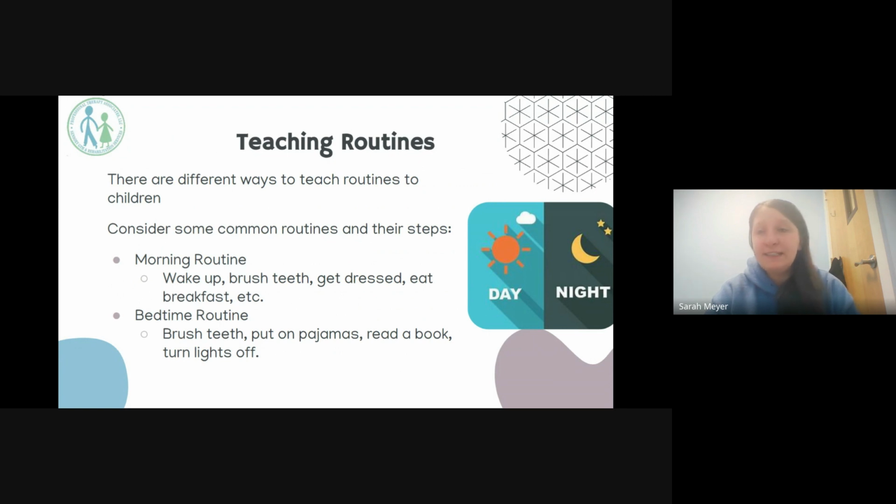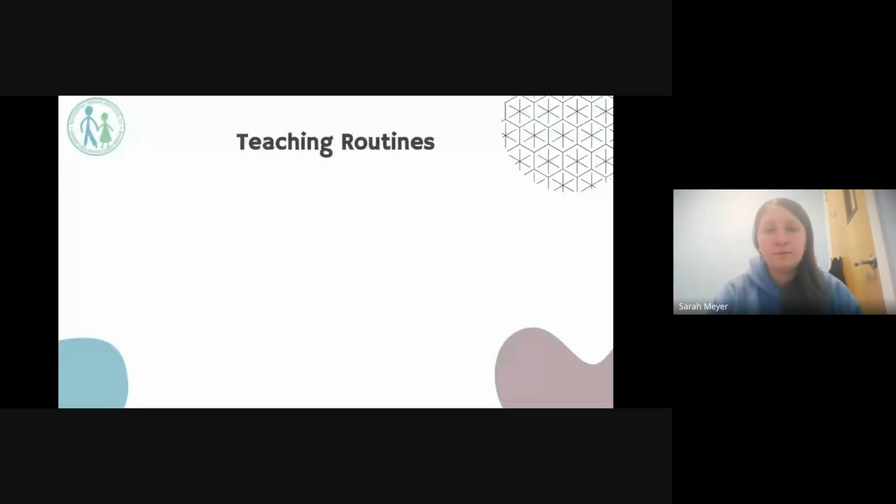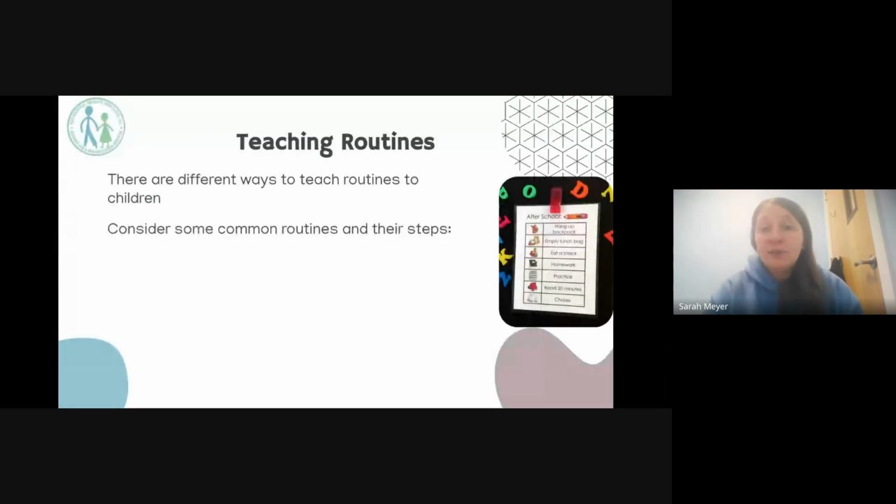For our kids, these two main routines are going to look the most consistent, especially during those school breaks, because they're things that, again, are happening every day. Every morning we're doing the same thing. Every night we're doing the same thing. There's also a couple of other routines that we should consider.